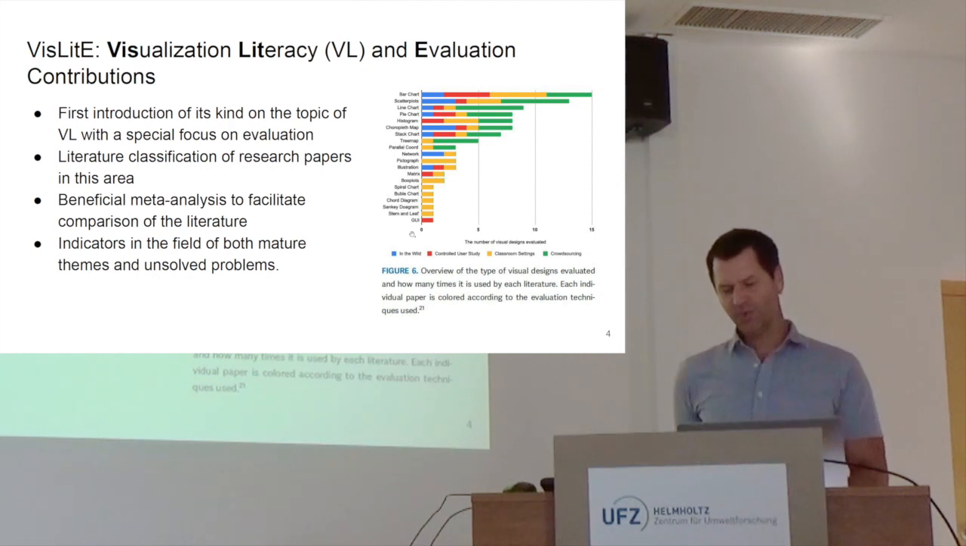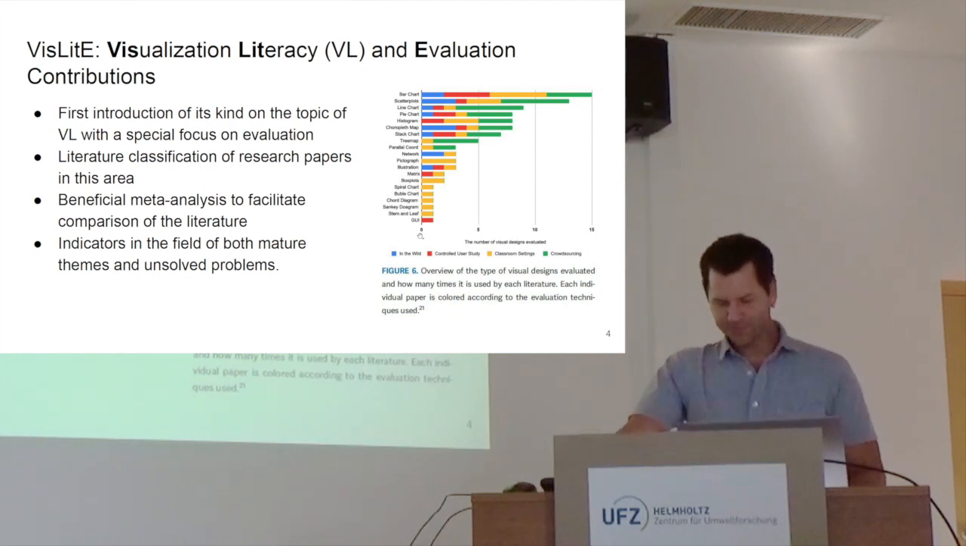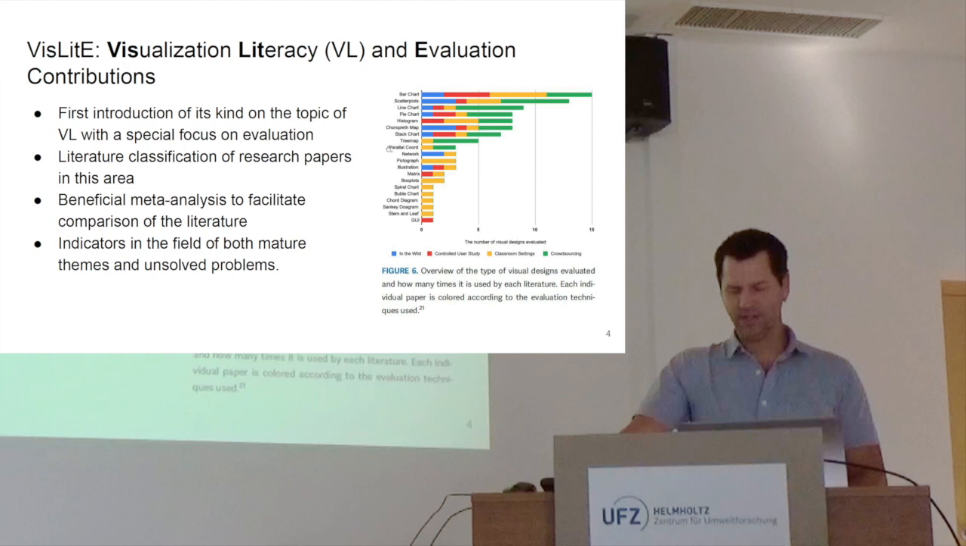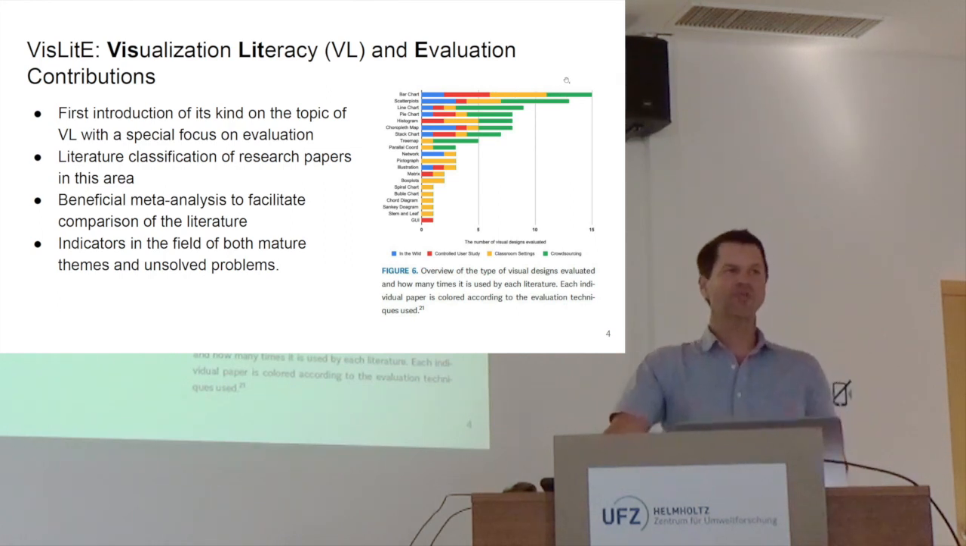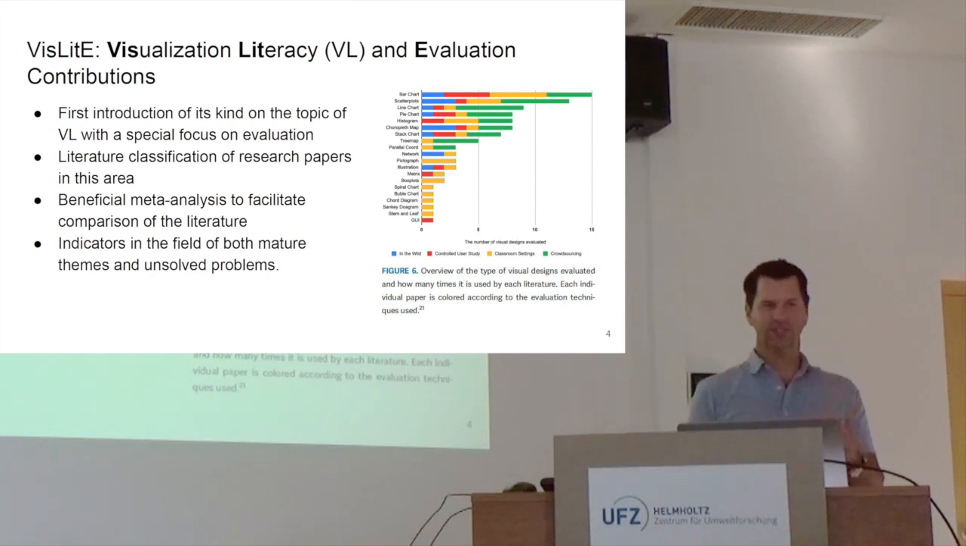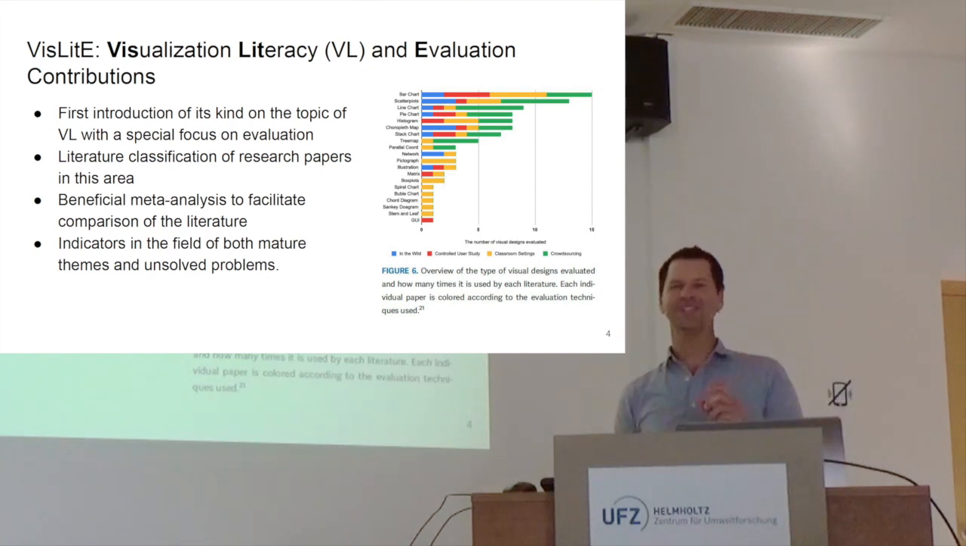And here we have a little illustration. So on the x-axis is the number of visual designs, or the number of evaluations, of a given visual design. So if I start at the top here, the bar chart is the most popular visual design to be evaluated. It's been evaluated in the wild. It's been evaluated in controlled user studies. It's been evaluated in classroom settings and in crowdsourced settings. So it's the most widely evaluated visual design in the visualization literacy literature.